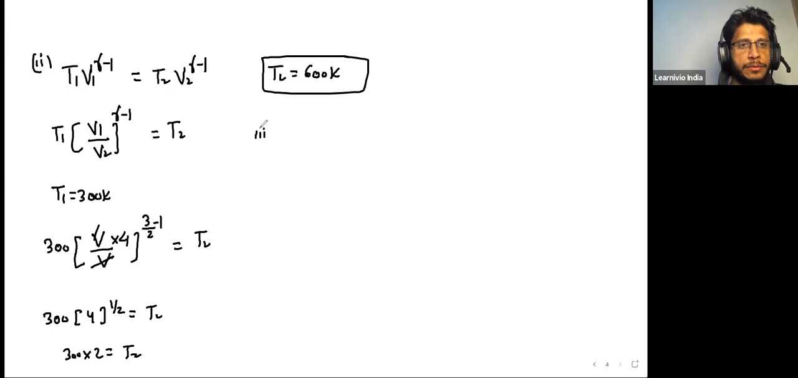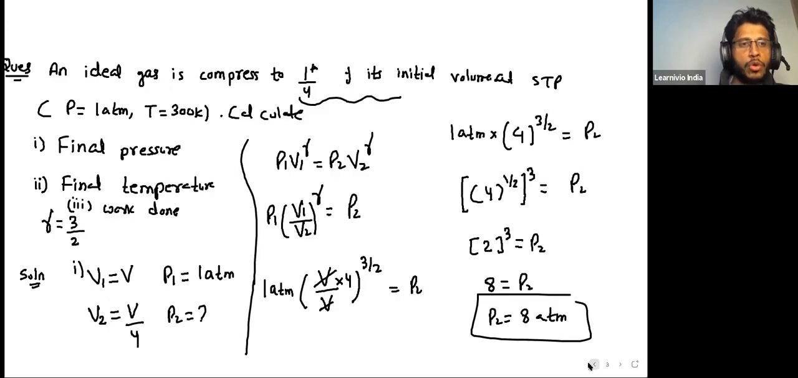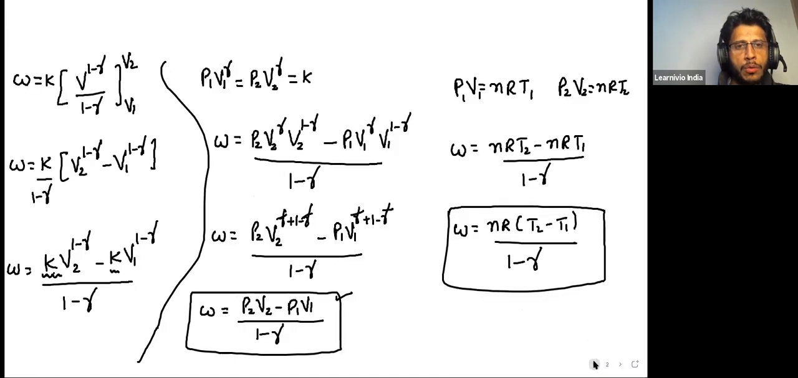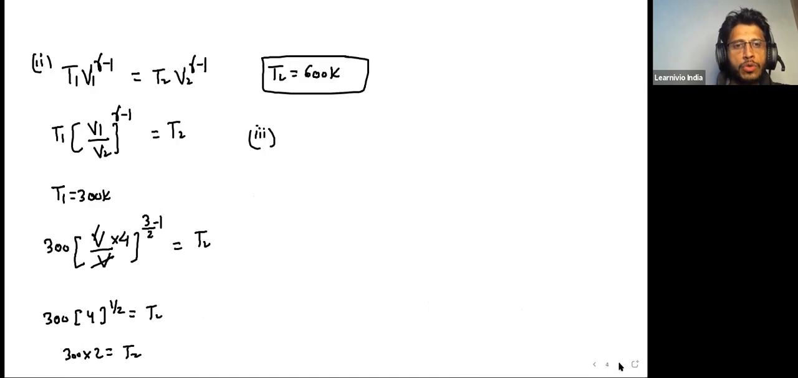Okay, third part. Noor, what expression will you prefer to calculate work done? P2 V2 minus P1 V1 divided by 1 minus gamma. Okay. Why don't you use this expression? Wouldn't it be easy, because there's just T2, T1 and R? Okay, sir, we can use both. I'm using the temperature one; I find this is easier. n R into T2 minus T1 by 1 minus gamma. This is 1 minus gamma.